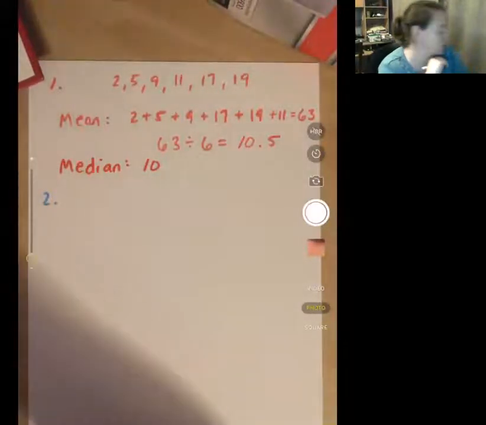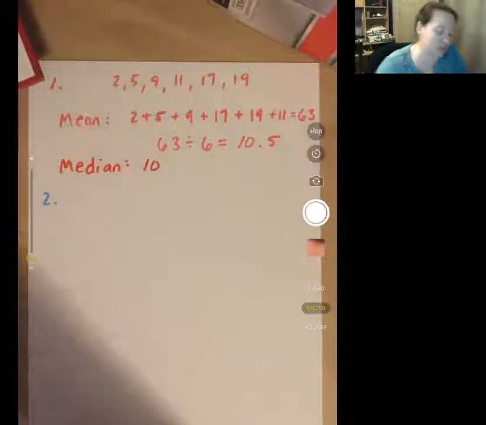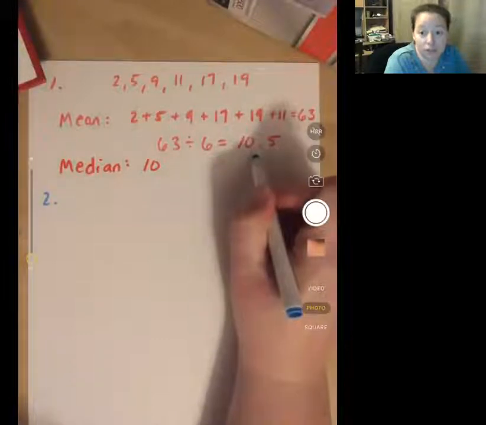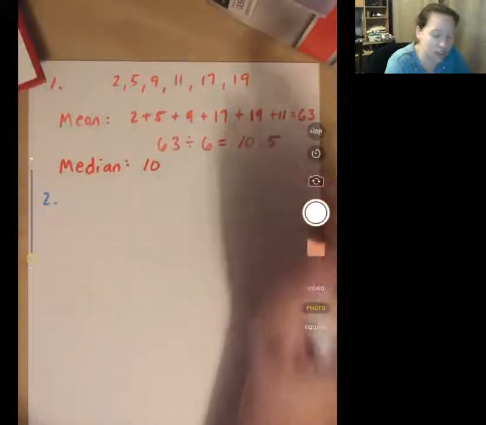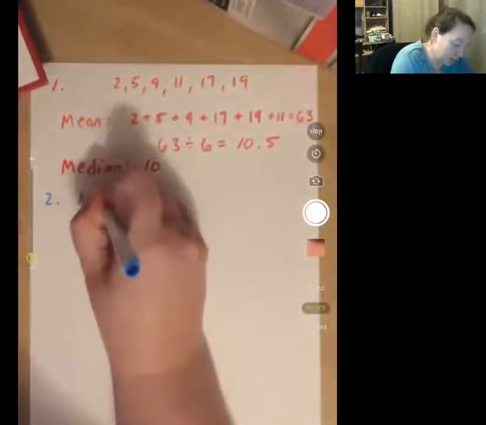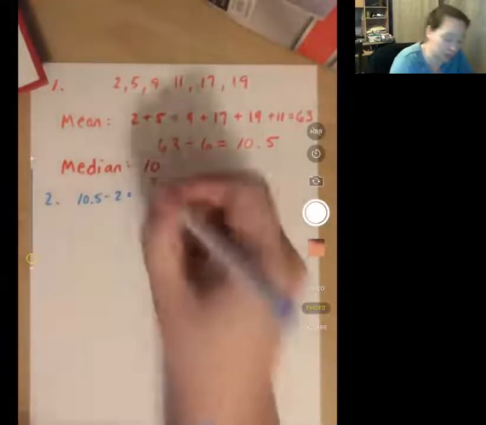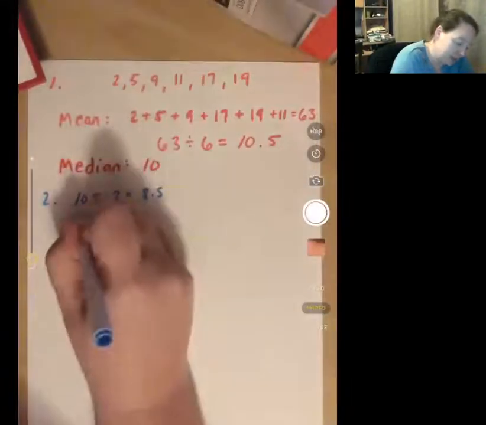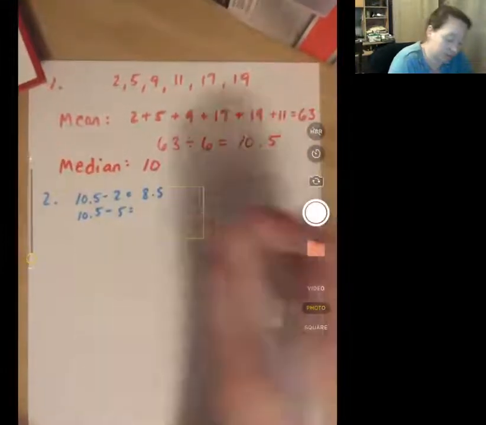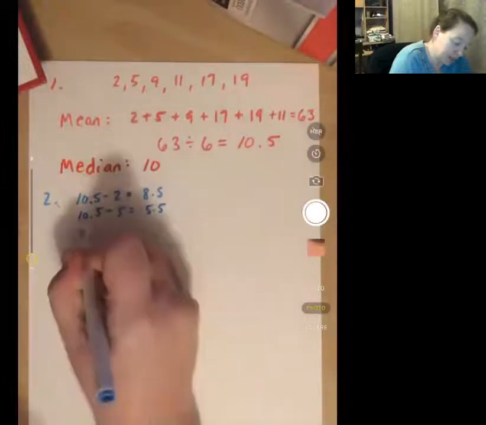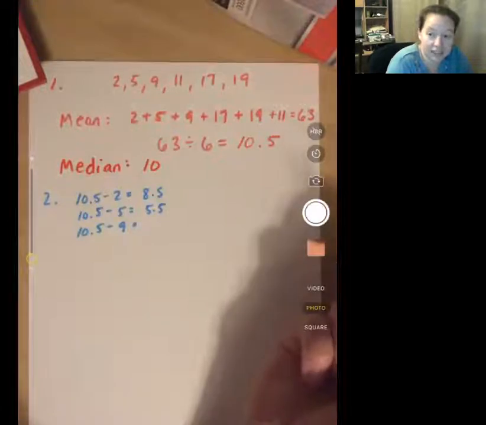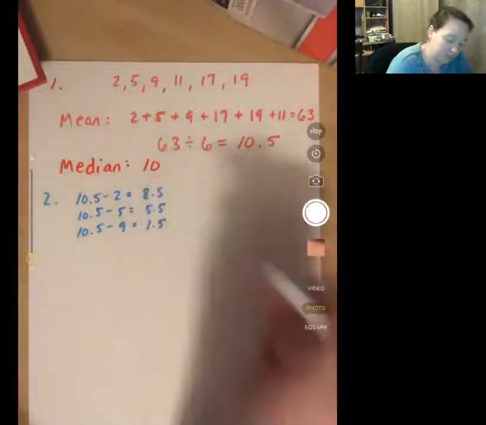Okay, so the way that we do the mean of absolute deviation is we already figured out that our mean is 10.5 for this one. So we have to see how different each of these are from 10.5. So I do 10.5 minus 2, which is 8.5. 10.5 minus 5, which is 5.5. 10.5 minus 9, which is 1.5.